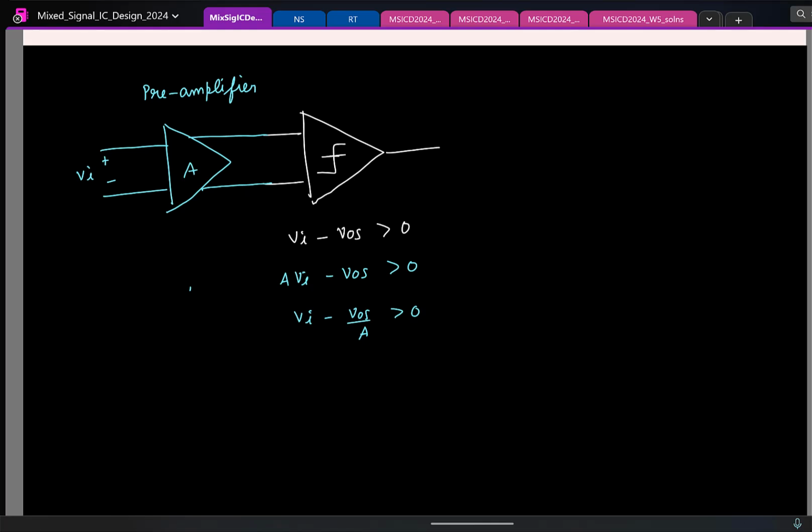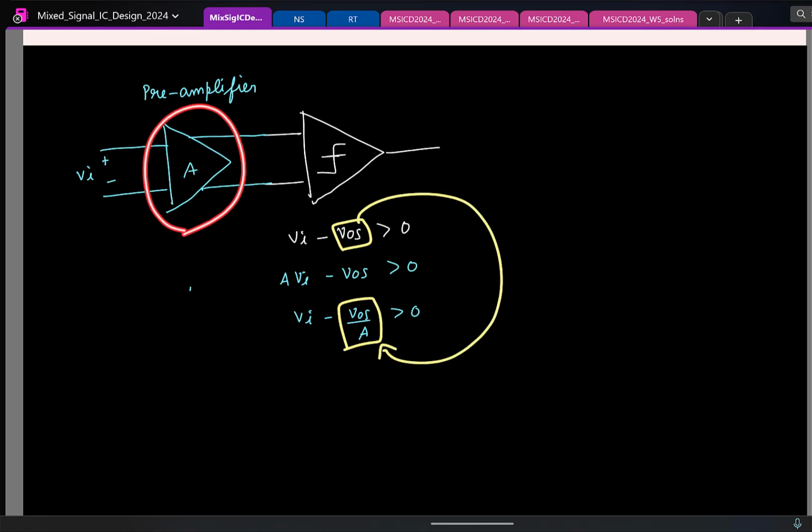So which means what has happened to the effective offset now? Earlier I was having an offset of Vos. Now it looks like it has become Vos by A, right? So the act of putting an amplifier up front has reduced the offset of this fellow by a factor of A.